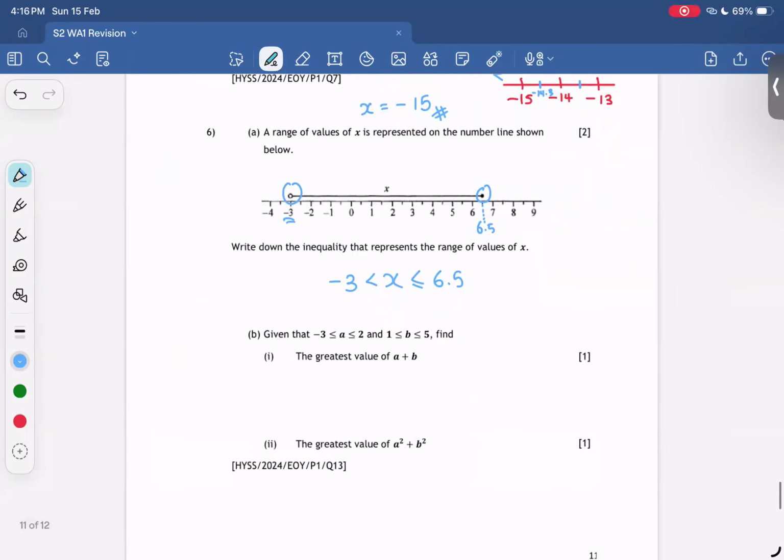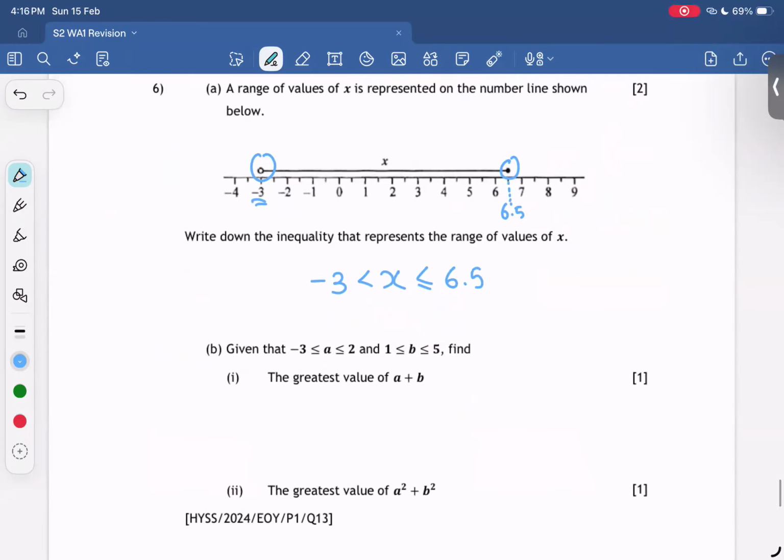So now let's take a look at 6b. They asked to find the greatest value of a plus b. So when I've got two numbers that are adding up to each other, how do I get the greatest value? My a and b, they must both be the largest value.